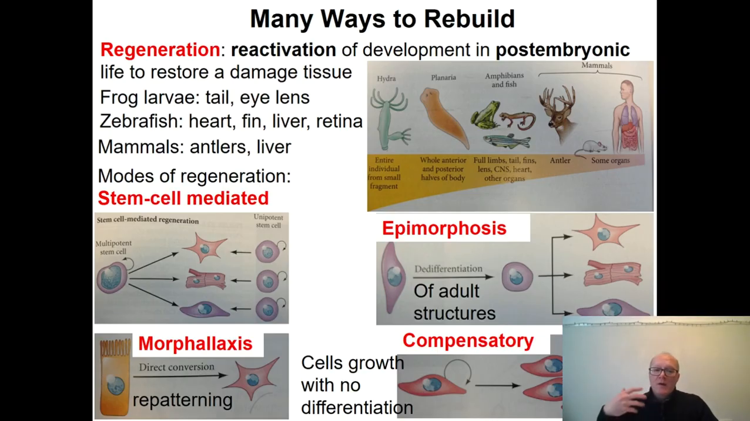And then we have a compensatory regeneration. In compensatory regeneration, the adult cells do not dedifferentiate, do not repattern, so do not change identity. They simply start to divide and produce more cells that are similar to their own, or actually identical to their own. And this compensatory system is what mammals adopt to regenerate damage to the liver.